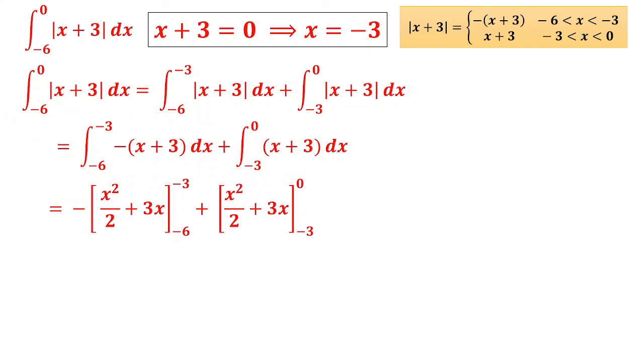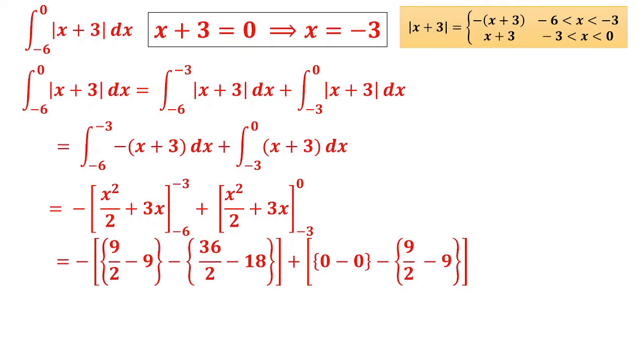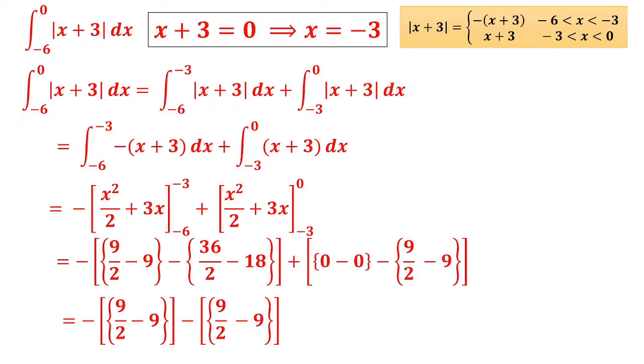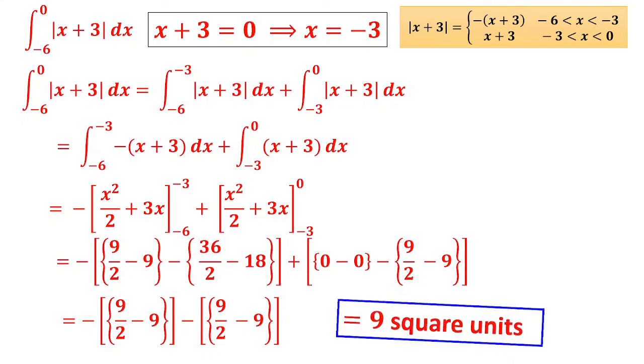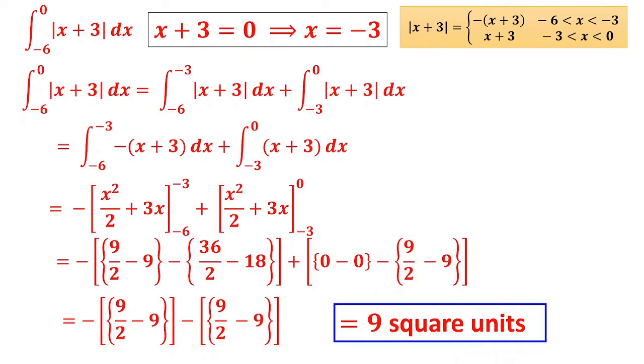Now, if I integrate, it is x square by 2. I am taking the minus outside. x square by 2 plus 3x. Once again, x square by 2 plus 3x. When I apply the upper limit, it is 9 by 2 minus 9, minus of 36 by 2 minus 18. In the second integral, if I apply the upper limit, it is 0 minus 0, lower limit minus of 9 by 2 minus 9. Now it is very simple, 18 minus 9, our final answer is 9 square units.